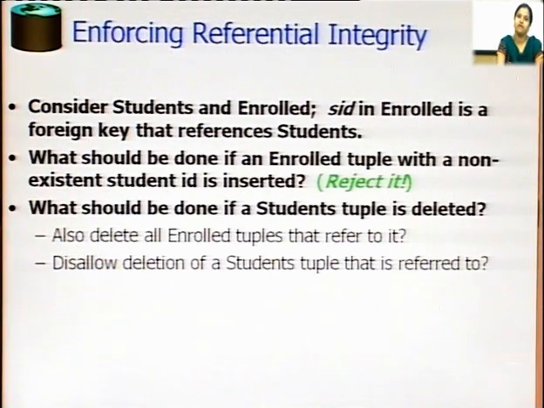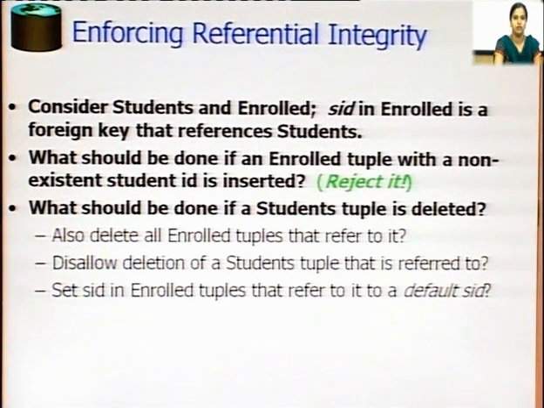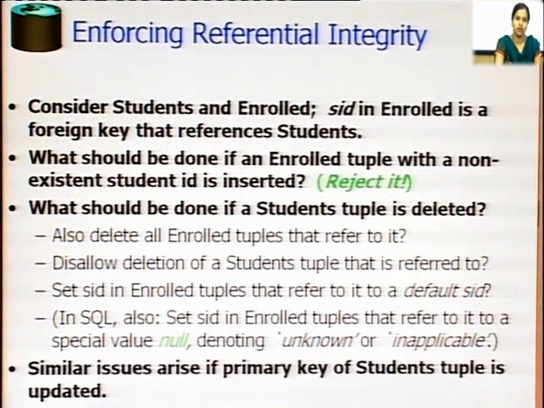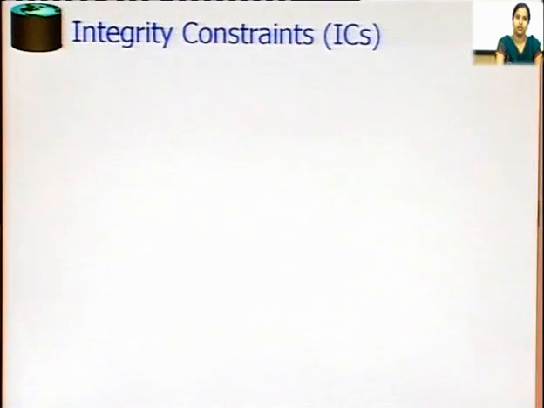So what should be done if a student tuple is deleted? Also delete all the enrolled tuples that refer to it, or disallow deletion of a student tuple that is referred to. Setting CID in the enrolled tuple is very difficult to achieve. In SQL, the enrolled tuples that refer to it are set to special values, null or not applicable. A similar issue arises if the primary key of a student tuple is updated.